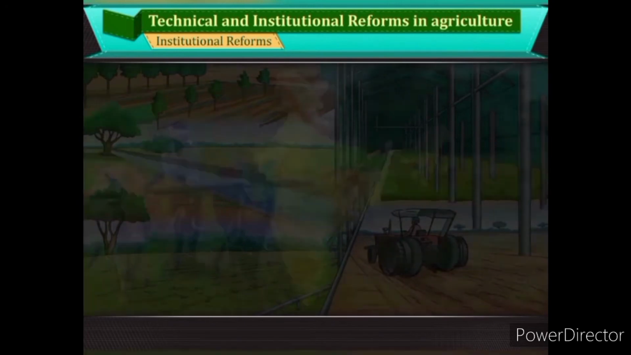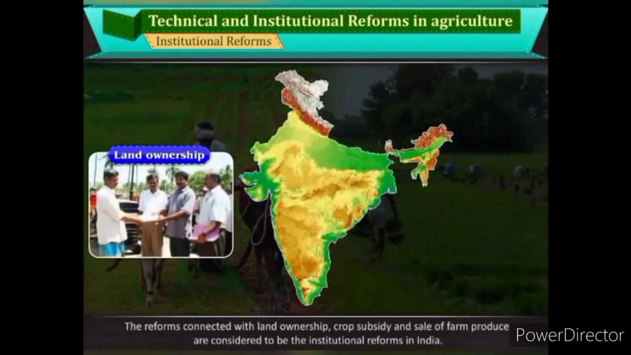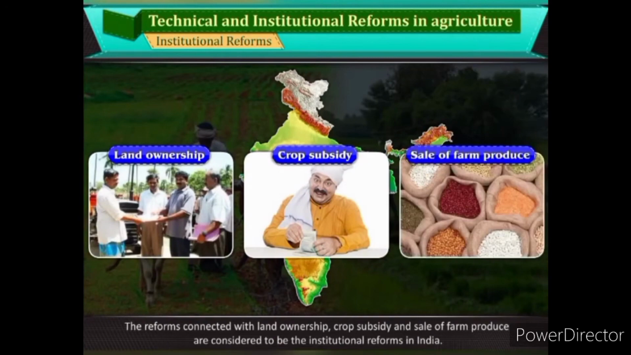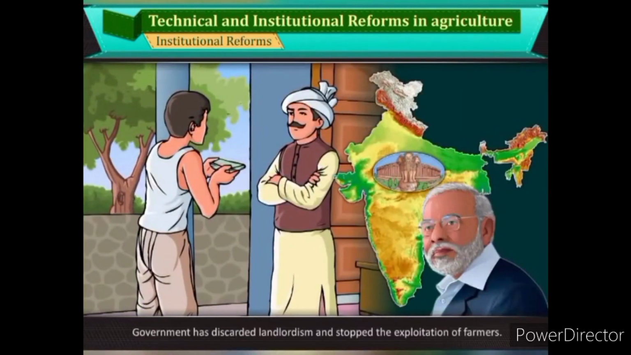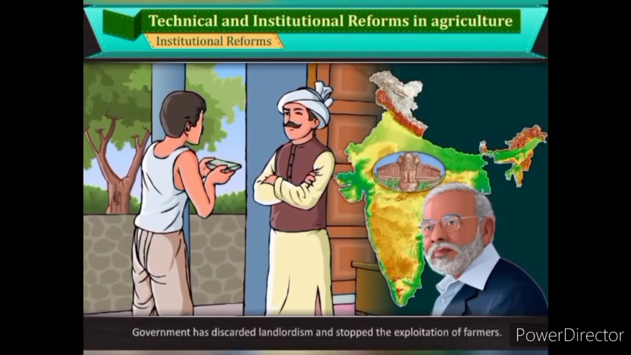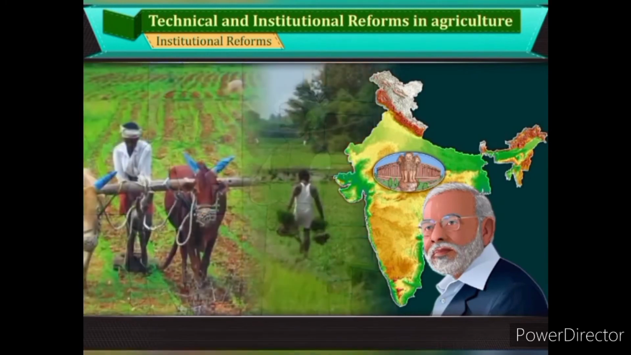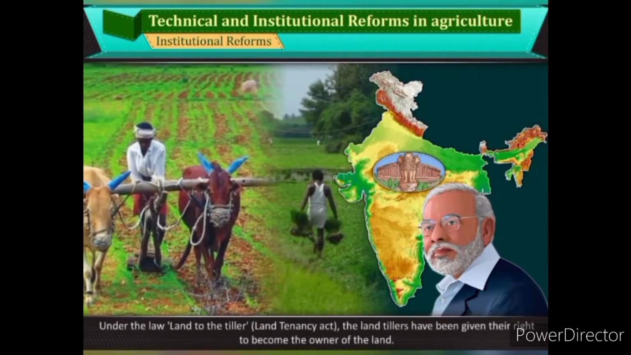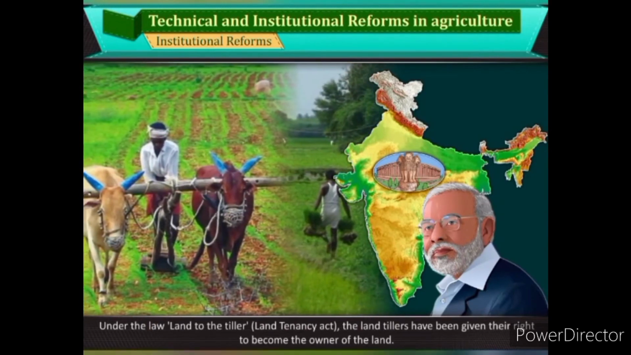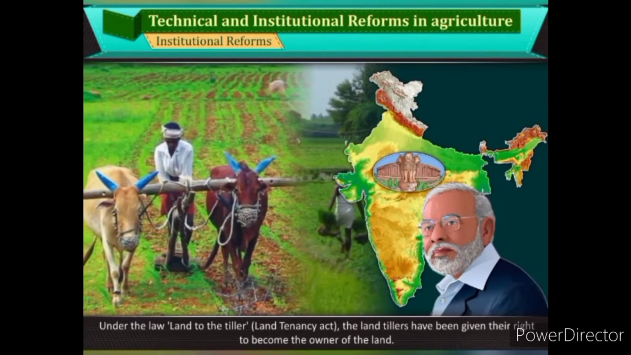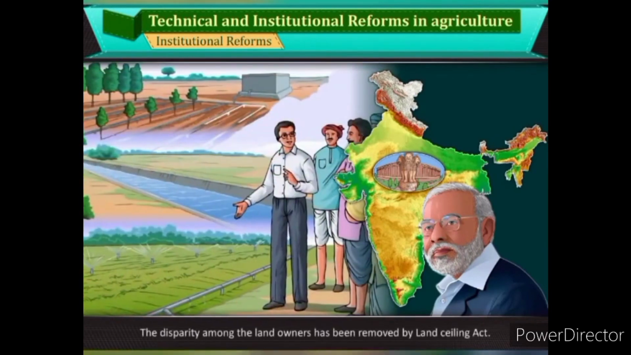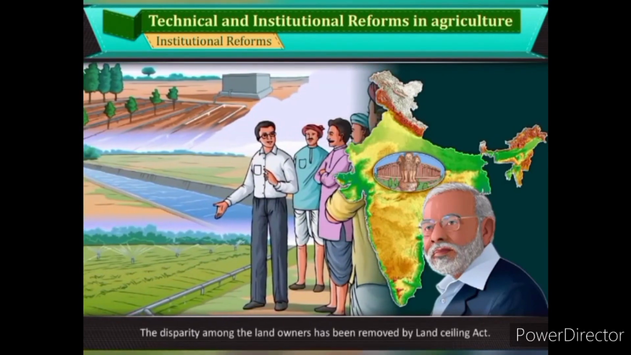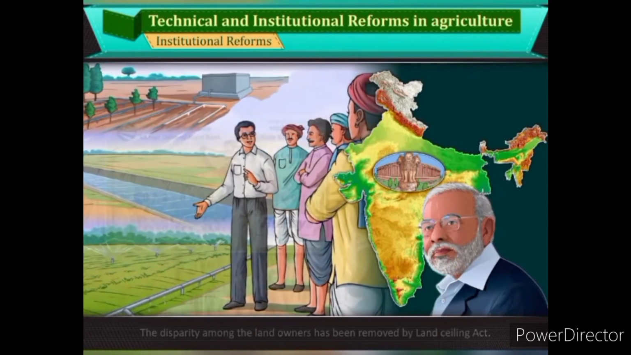Institutional reforms. The reforms connected with land ownership, crop subsidy and sale of farm produce are considered to be the institutional reforms in India. Government has discarded landlordism and stopped the exploitation of farmers. Under the law, Land to the Tiller or Land Tenancy Act, the land tillers have been given their right to become the owner of the land. The disparity among the landowners has been removed by Land Ceiling Act.